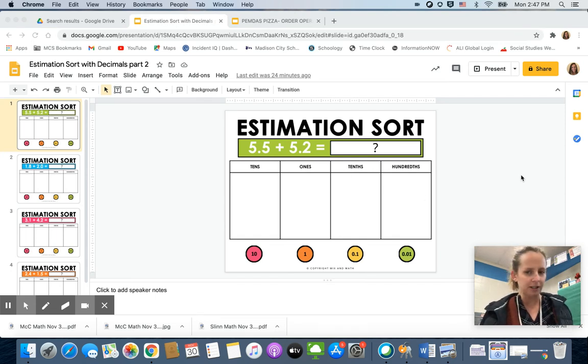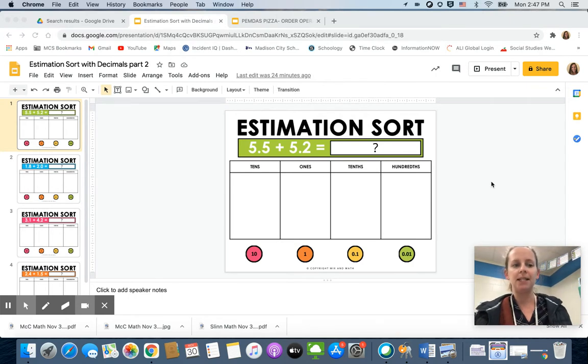I wanted to talk to you about your estimation assignment for today because I noticed that in Monday's estimation assignment, a lot of people were calculating the exact answer. The purpose of this assignment is to help you either round the numbers or use compatible numbers to come up with an estimate that's good enough and that gives you a sense of whether or not your real answer is reasonable if you were to go ahead and solve it for the exact answer. That's the purpose of estimation.